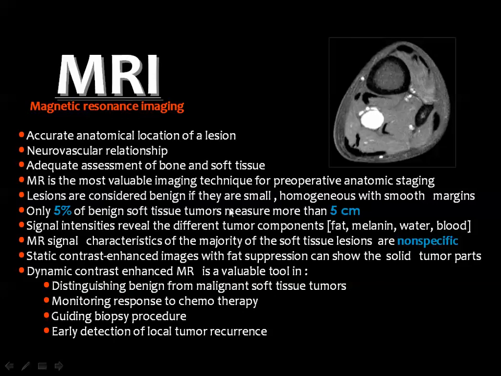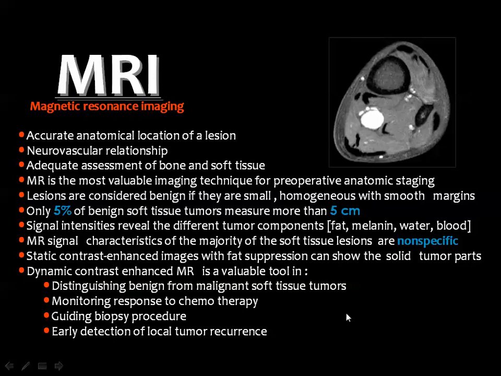Then the criteria of a benign lesion based on MRI findings include small size, homogeneous density, homogeneous signal intensity, and smooth margin with no invasion of the adjacent structures. The literature indicates that only 5% of benign lesions can grow more than 5 centimeters.